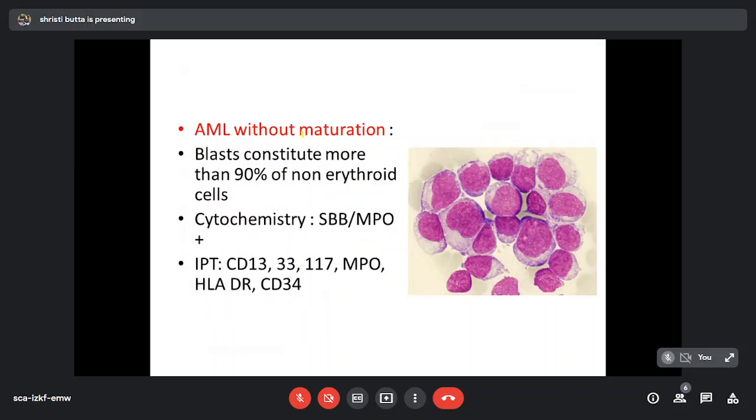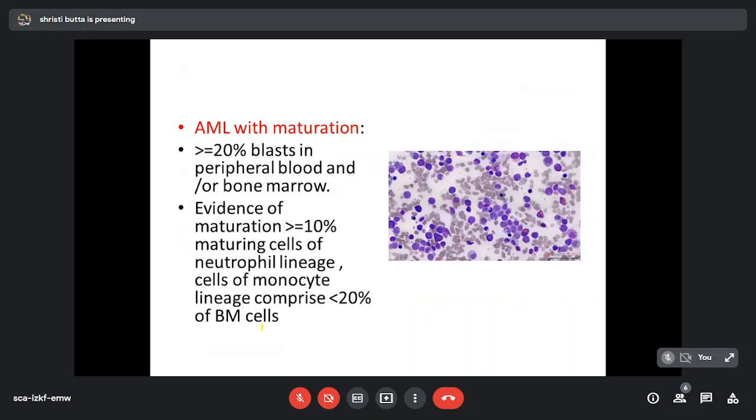Now, AML without maturation, where the blasts constitute more than 90% of the non-erythroid cells, and cytochemistry shows that they are SBB or MPO positive, and they are CD13, 33, 17, MPO, HLA-DR, and CD34 positive. So all myeloid markers positive: 13, 33, 17, MPO, HLA-DR, and CD34. How about AML with maturation?